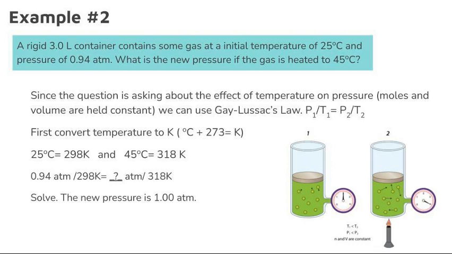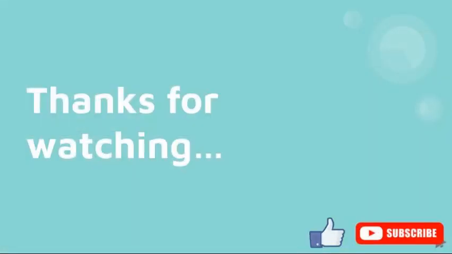But first, we must convert the temperature. To do so, you need to add 273 to 25 degrees and 45 degrees Celsius to get 298 and 318 degrees Kelvin. Now you simply substitute these values into the equation and solve for the new pressure, which is 1 atm. I hope this helped you better understand gas laws.